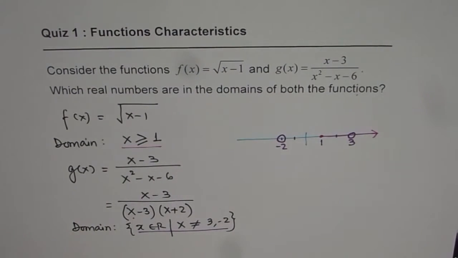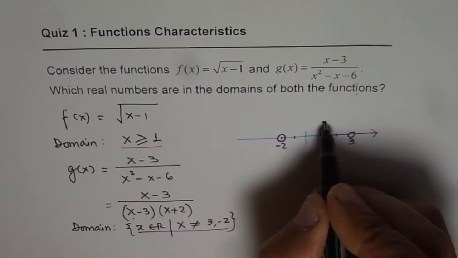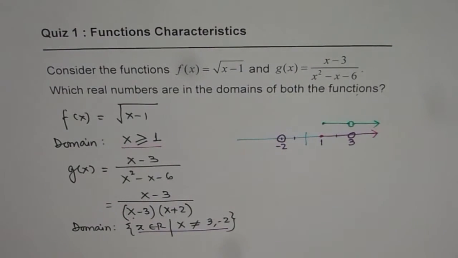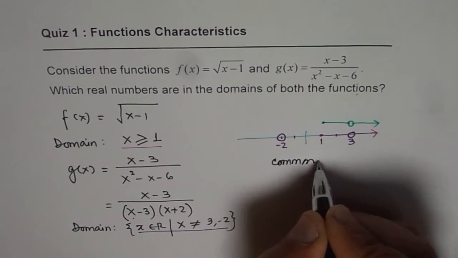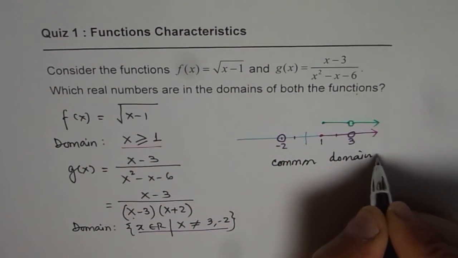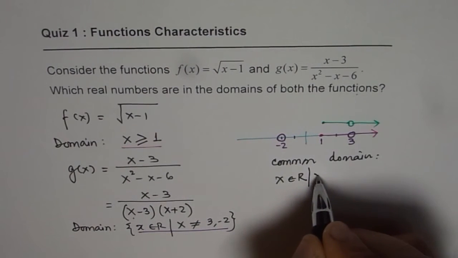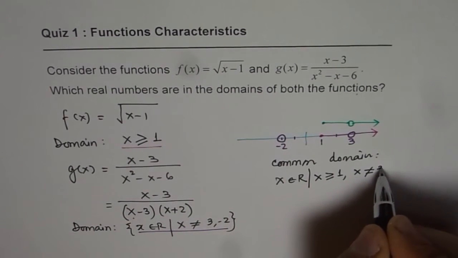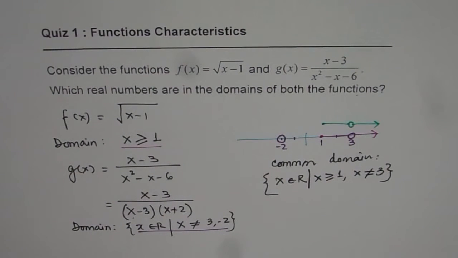So the common domain, let me use green color, will be including 1, greater than 1, but not including 3, and all the rest of the numbers, right? So that is how we get the common domain. So we can say the common domain is x belongs to real numbers so that x is greater than or equal to 1 and x is not equal to 3. So that set of real numbers is the common domain for f of x and g of x.